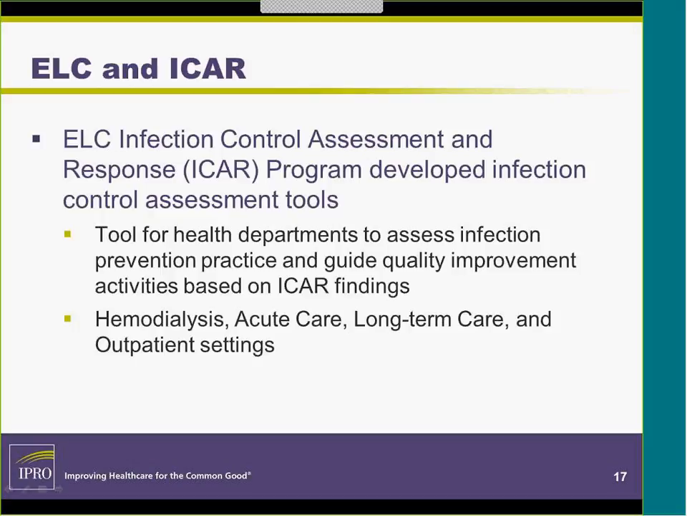The ICAR tool is not just for dialysis. There is a tool also for acute care, long-term care, and outpatient settings. Currently, the state health department has already conducted ICAR visits to all acute care facilities in the state, and they are just starting to kick off their ICAR visits to the long-term care. And then obviously, we, IPRO, are responsible for the dialysis ICAR assessments as part of this project.